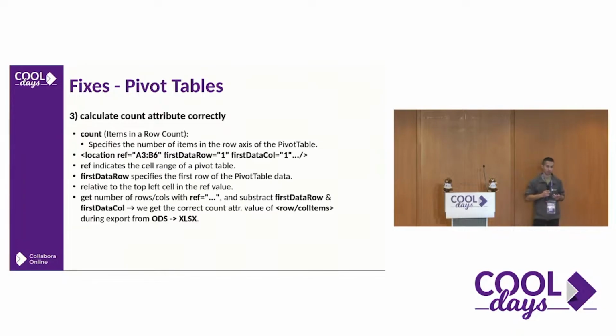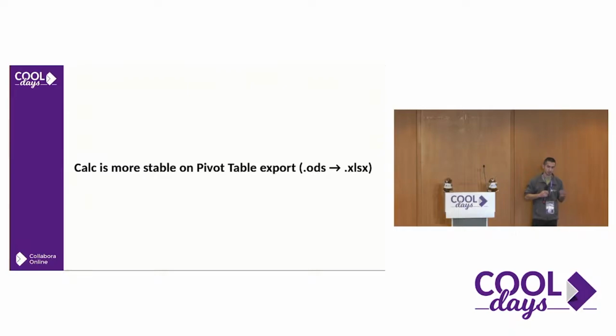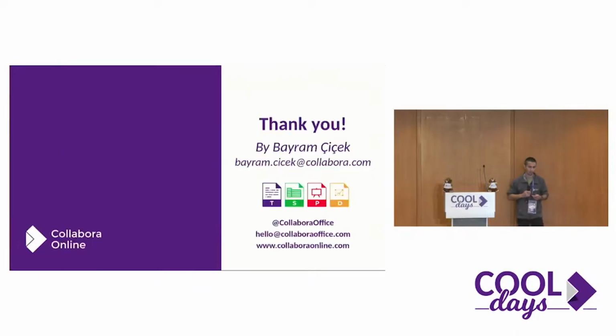To do that, I looked at the location element, and there is a ref attribute, and I calculate the height of the row, and then I subtract the first data row for the row and the first data column for the column, and then this is also fixed. And as a result, Calc is now more stable on exporting pivot tables, and I think we will work more on this one. So thanks so much.